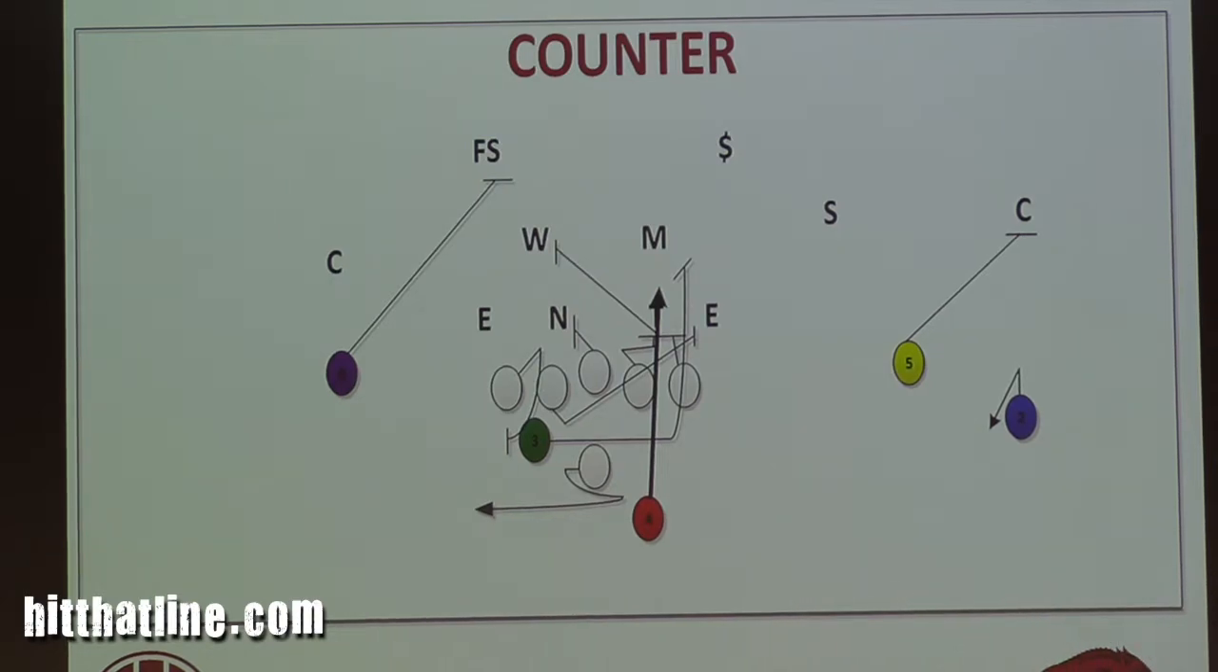That would be us, we would communicate that. Okay? You can always line them up in stack right and motion him over, however you want to get there. It's all window dressing at that point. All right, slant right opposite, and we're going to run our counter to the right. Same thing, gap scheme, guard and tackle. Same responsibility as they did on the power.